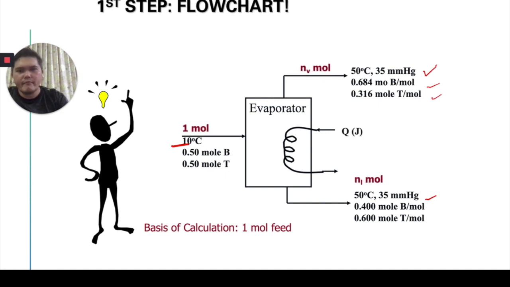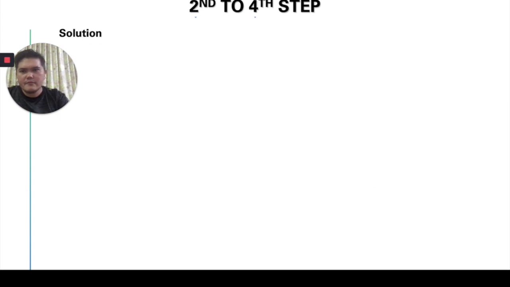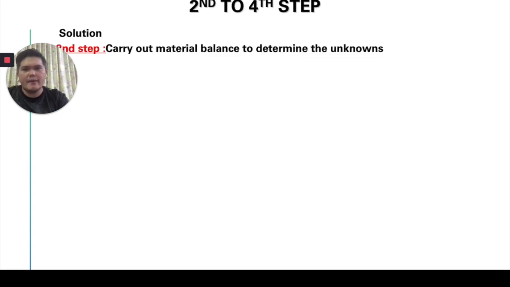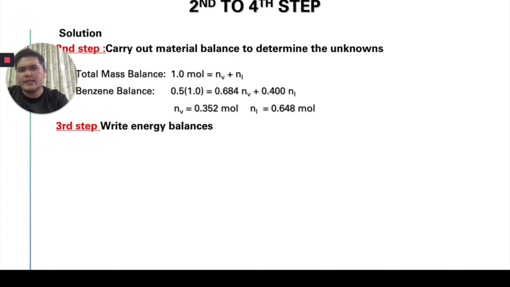We know that the feed is 1 mole, but the vapor is a certain number of moles, and the liquid is also something we didn't know. So we must solve the material balance first to determine the unknowns. The total balance is 1 mole equals NV plus NL. This is one equation. For another equation, we can use the benzene or toluene balance. Once we solve this, we are able to determine the molar flow rate in the vapor state as well as in the liquid state.